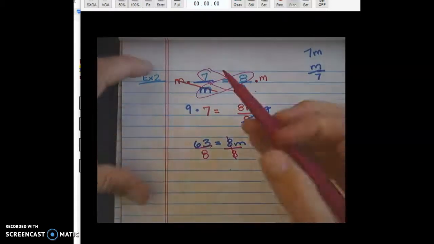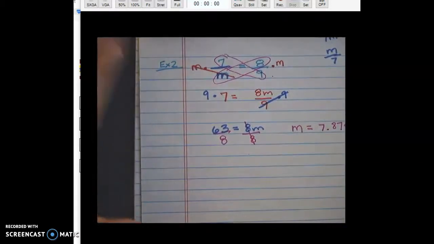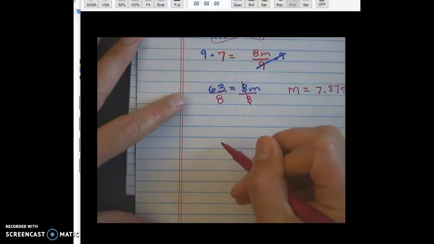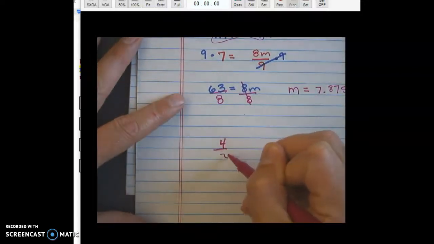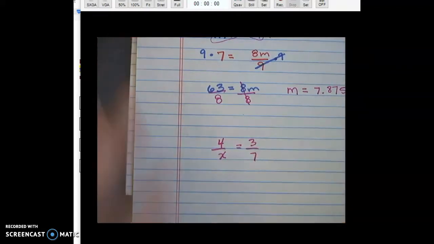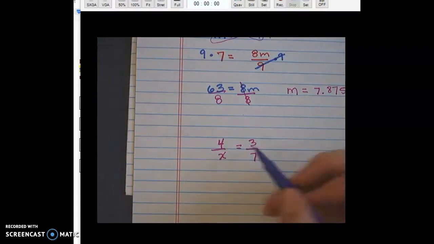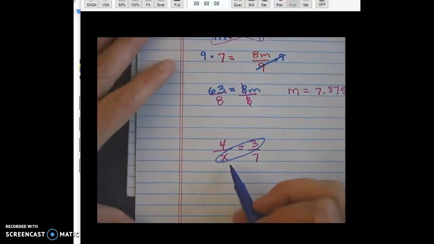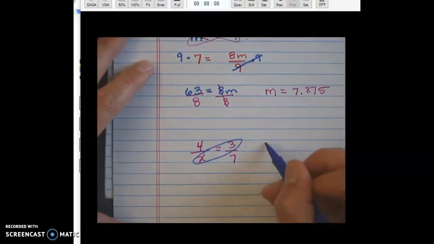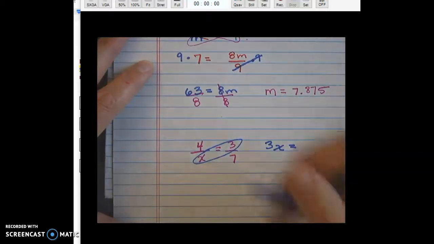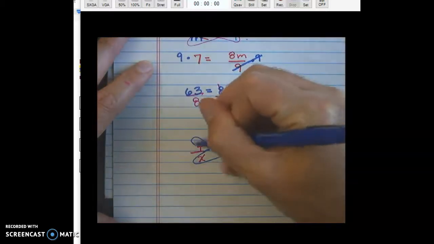Now that again works anytime we have a proportion. So not that we need to do this one completely, but if I gave you another example, let's say it said 4 over x equals 3 out of 7, and I wanted to solve it, I could just start by multiplying the diagonals and set them equal to each other.